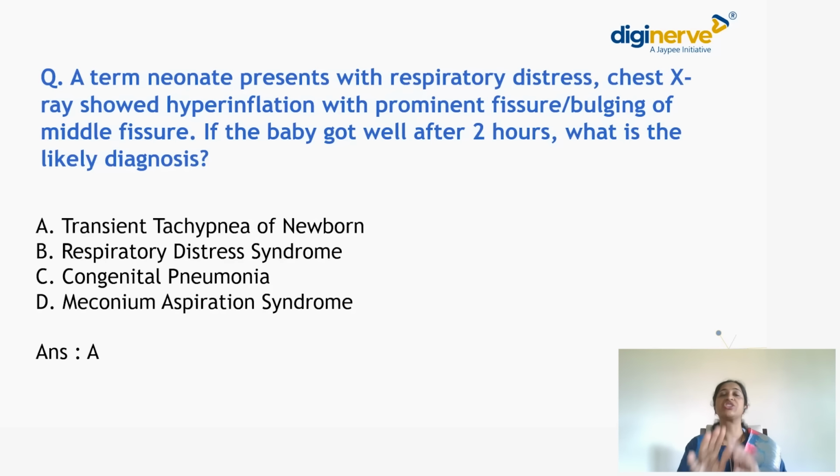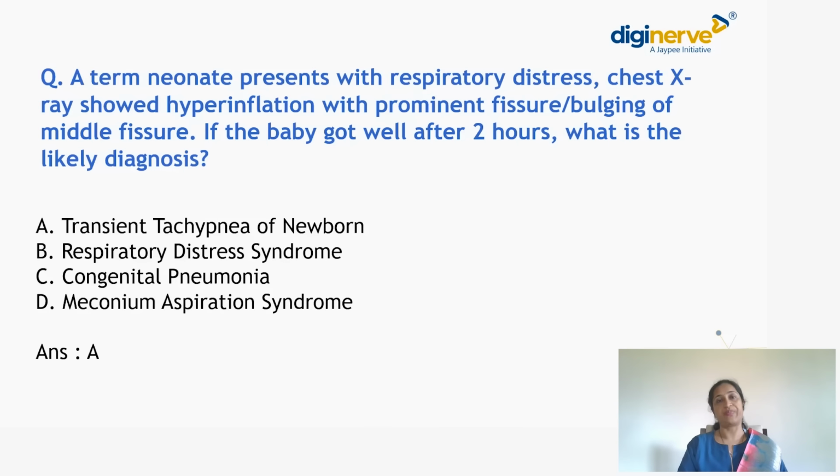You will have X-ray features showing bilateral infiltrates, lobar pneumonias, typical features of pneumonia or bronchopneumonia in the X-ray, not only prominence of the fissure. And the child is not going to recover in 2 hours. So that rules out congenital pneumonia also.